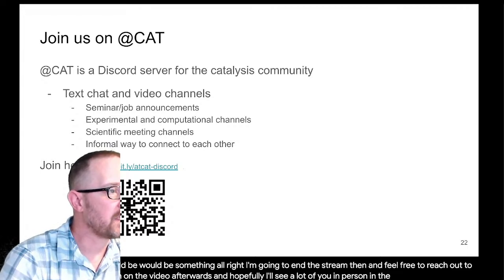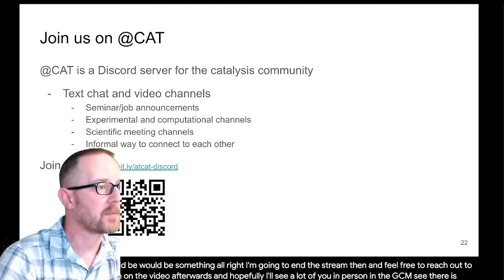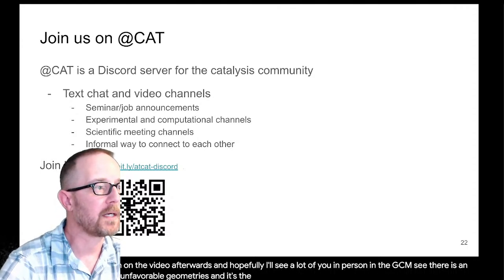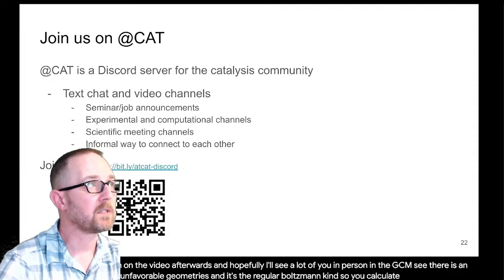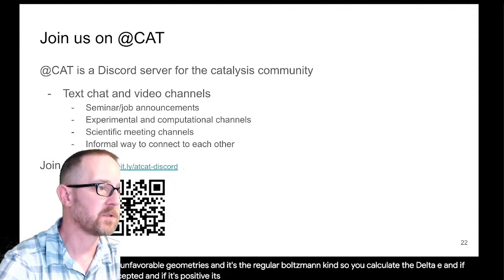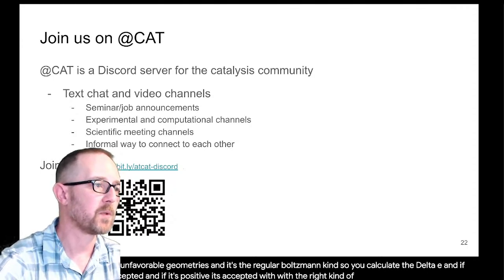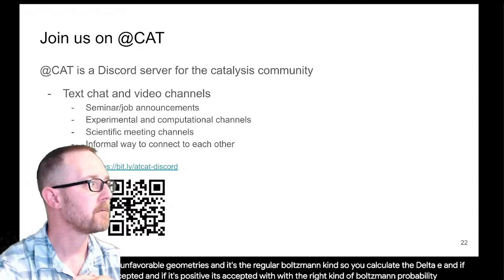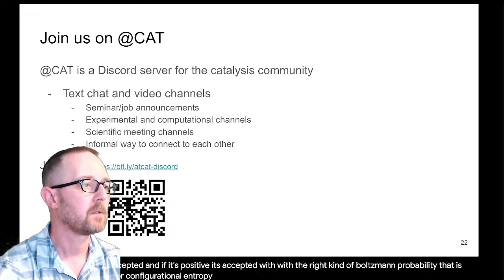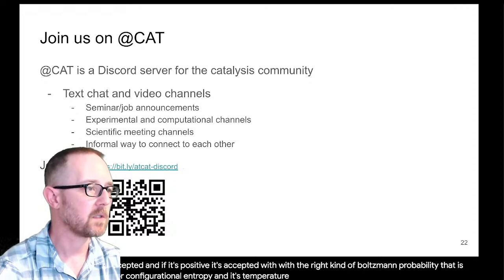Let's see, in the GCMC there is an acceptance probability of unfavorable geometries, and it's the regular Boltzmann kind. So you calculate the delta E, and if it's negative, it's always accepted, and if it's positive, it's accepted with the right kind of Boltzmann probability. That is essentially how it allows for configurational entropy, and it's temperature dependent how that acceptance rate goes.